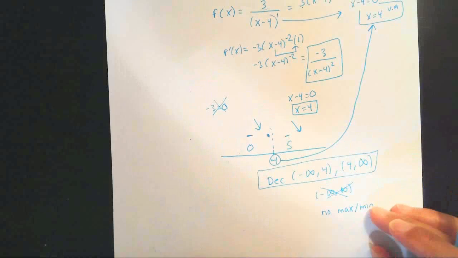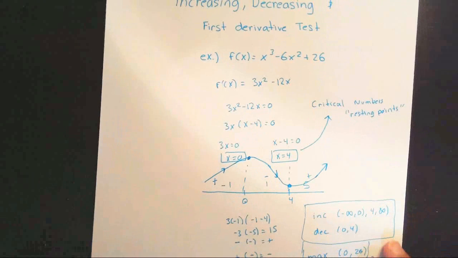Alright, so a recap of this video. Anytime you want to find increasing and decreasing, you want to find your first derivative and set it equal to 0. When you set it equal to 0, the numbers that you find are called your critical numbers or your resting points.